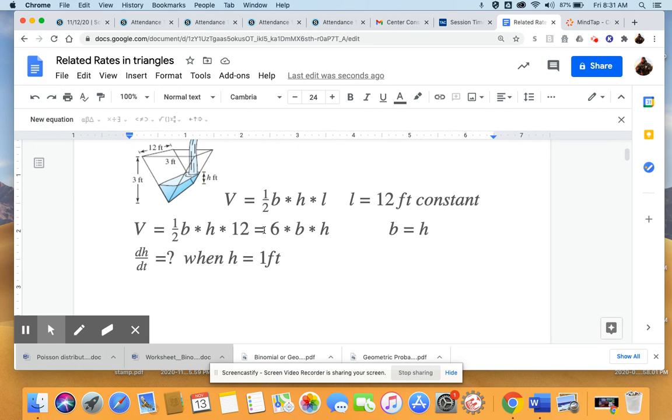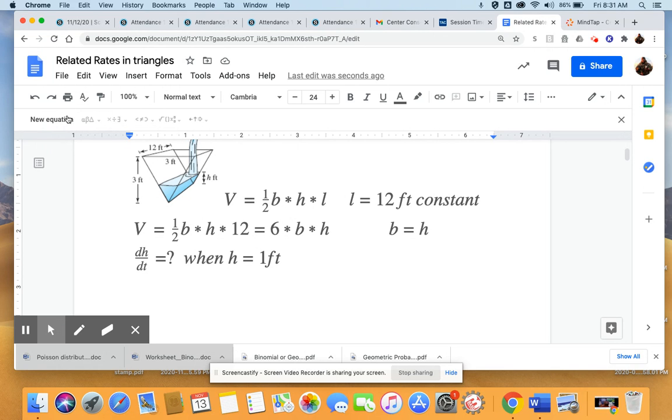Our equation right now, okay, is volume is equal to 6 times base times height. Base times height is 2 variables. They're multiplied together. That indicates a product rule. We don't want to do a product rule if we don't have to do a product rule. Since we have this equivalence, this known fact that the base and the height are always equal, we can replace B here with H, because of that equivalence.